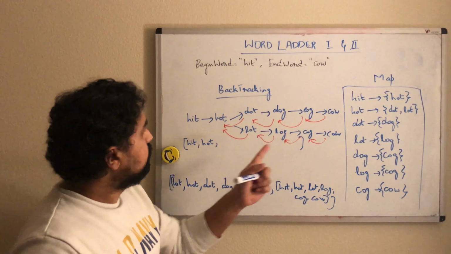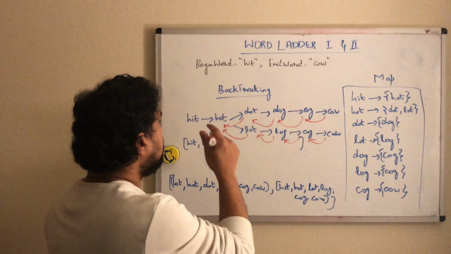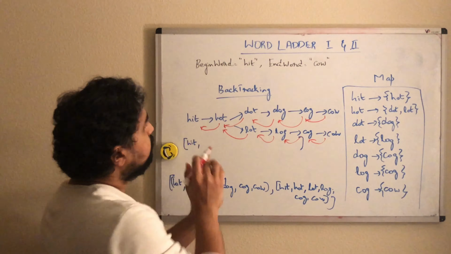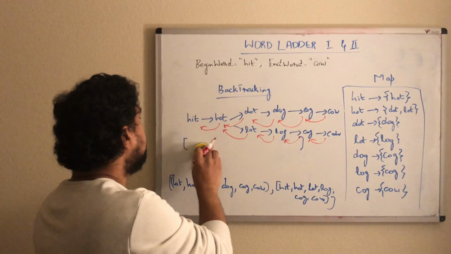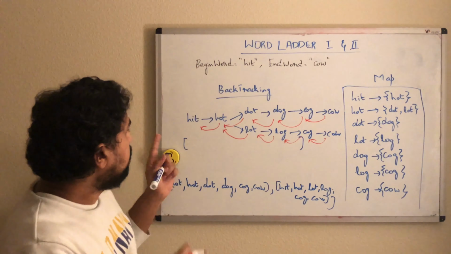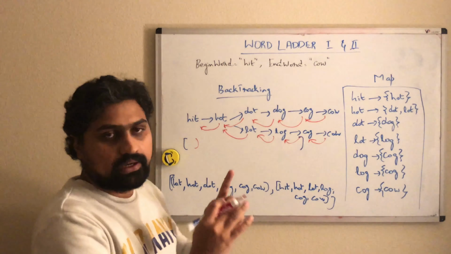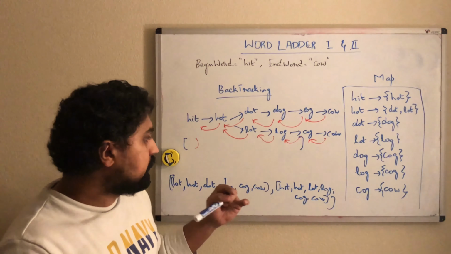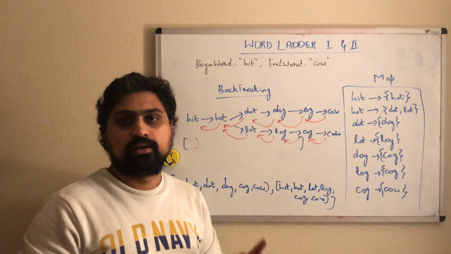Now from hot we have explored all possibilities here, dot and lot, so we again backtrack and remove this word. From hit there is no other transformation possible, so we remove this word hit, and now we have an empty list and we are done with finding all the transformation sequences. So this is how we find the actual transformation sequences using the backtracking technique. Now let's look at the code.